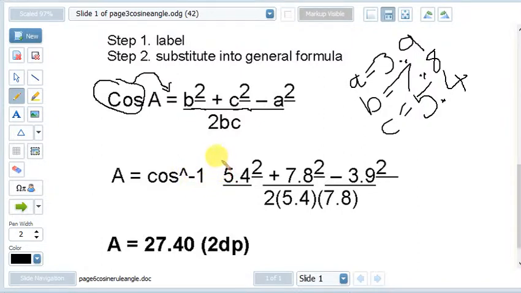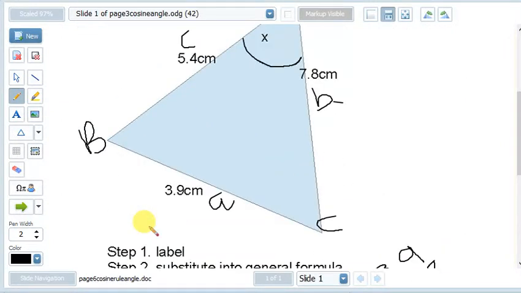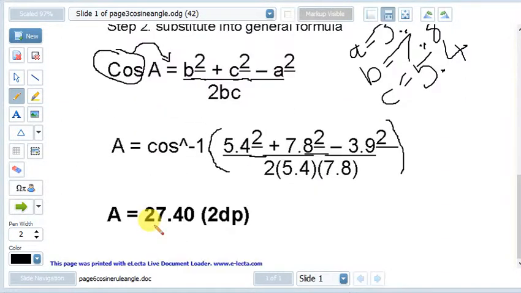So then what we do is, on our calculators, we put cos to the power negative 1, and then we put all of this in brackets. Now most of us have got a calculator with a fraction button on, so use the fraction button. So that would equal 27.4, and that would be degrees, and that would be to 2 decimal places.